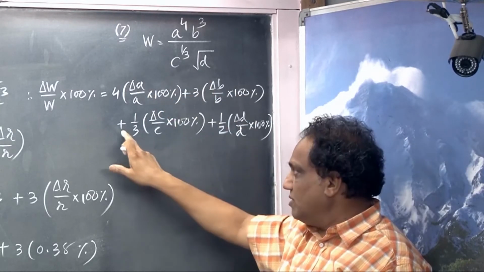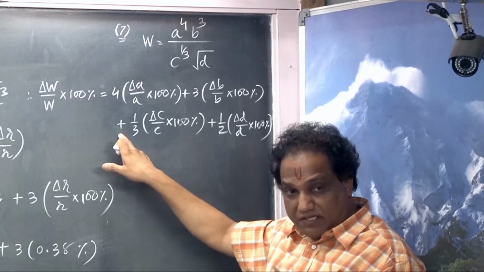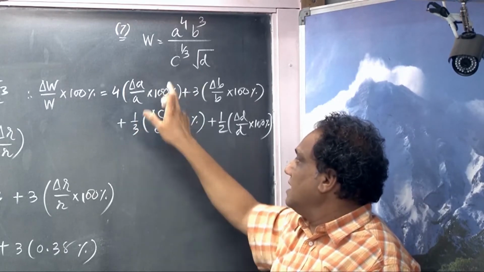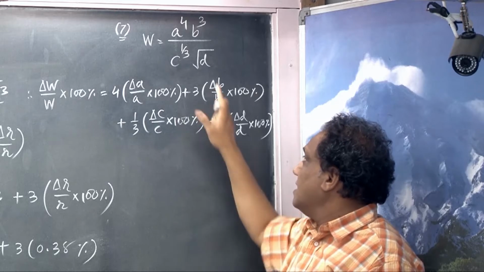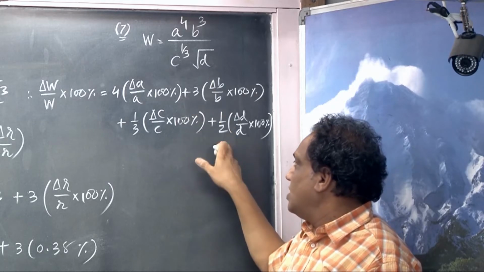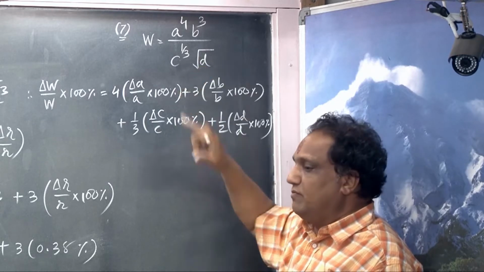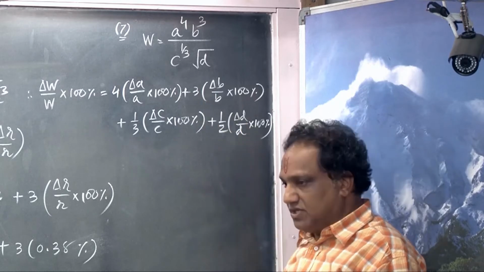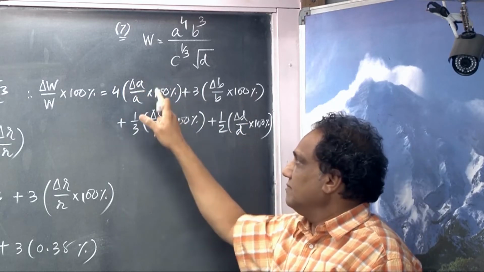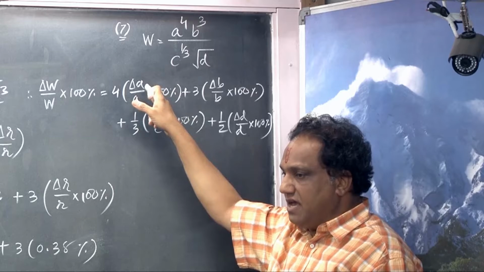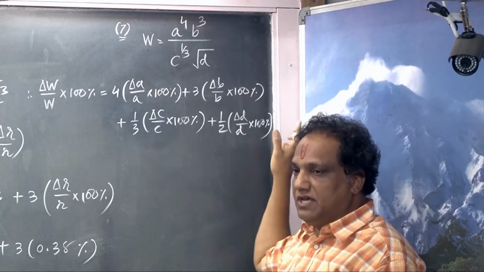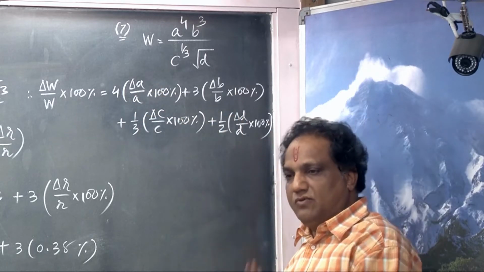Plus only. Don't write anywhere minus in the calculation of error. Plus 1 by 3 times delta C upon C into 100%. And plus 1 by 2 times, because this is the square root, this power is 1 by 2. 1 by 2 times delta D upon D into 100%. What is this? Percentage error in A. What is this? Percentage error in B. In C. In D. That you are given.